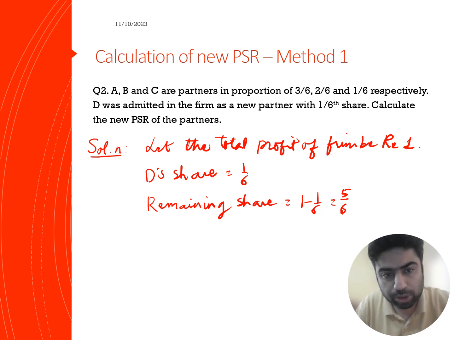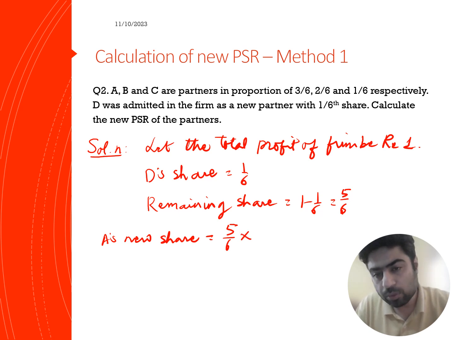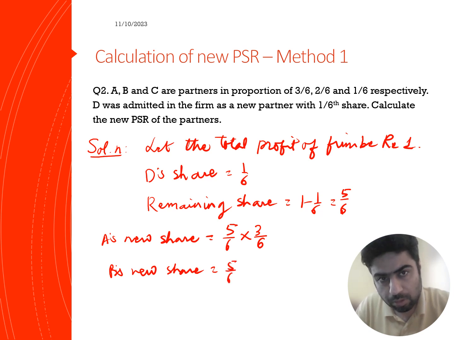अब हमें इसके बाद कुछ नहीं करना, हमने लिखना है A's new share is equal to remaining share is 5/6, multiplied by जो भी शेयर बच गया है वो पुराने पार्टनर्स में उनकी रेशियो में हम डिस्ट्रीब्यूट कर देंगे। तो 5/6 का 3/6 किया, ठीक है। सिमिलरली B के लिए 5/6 का हमने 2/6 किया, एंड सिमिलरली C के केस में इसका 1/6 कर दिया.